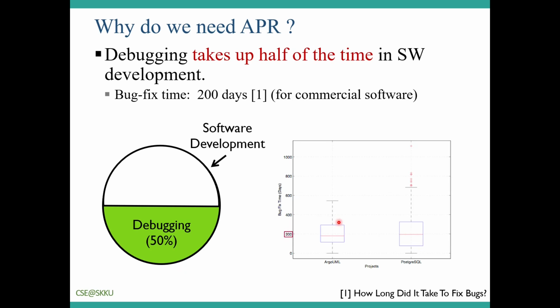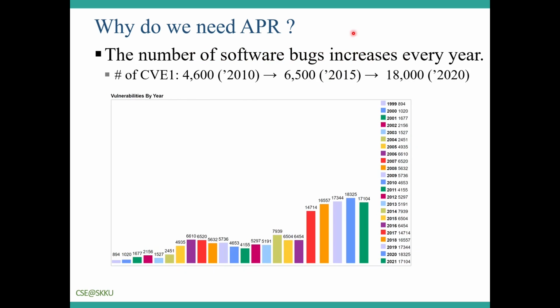But take a look at the outlier marked with this cross. In PostgreSQL, for example, some bugs take more than 1,000 days to fix. So this huge debugging cost is the first reason we need automatic program repair. The second reason is also pretty clear.